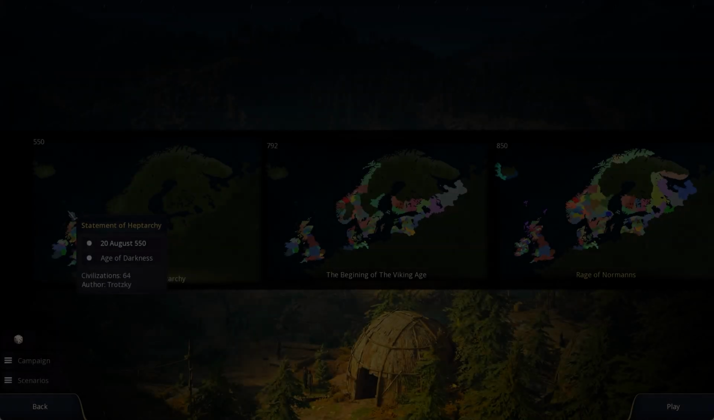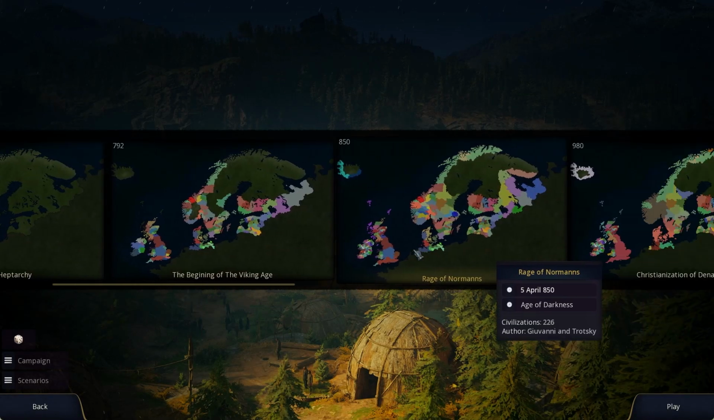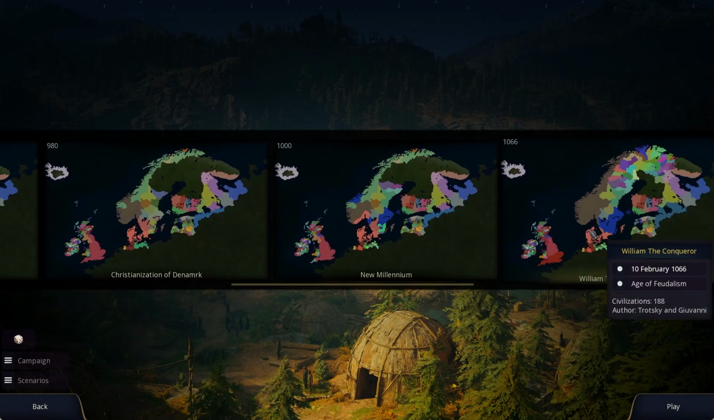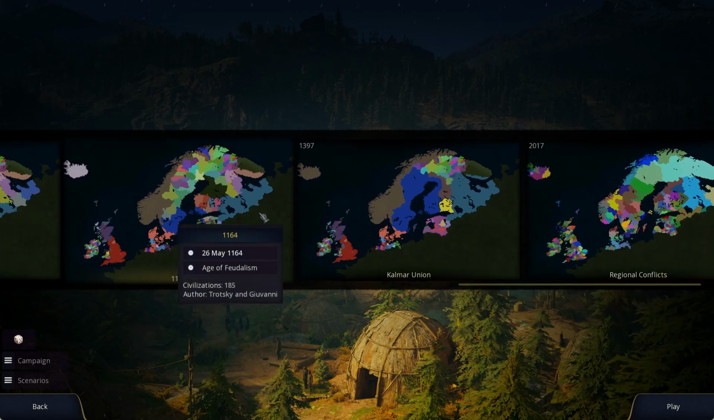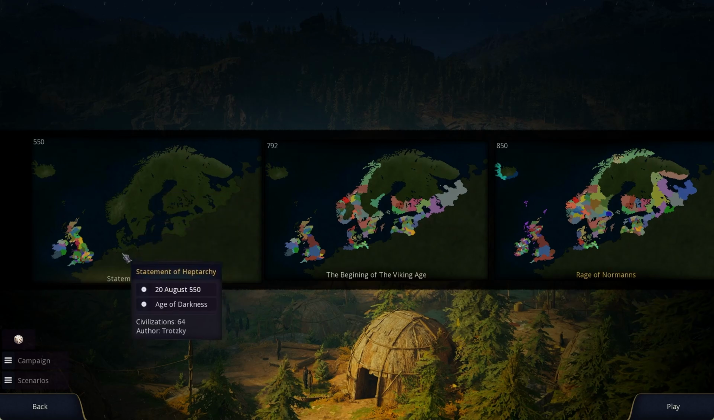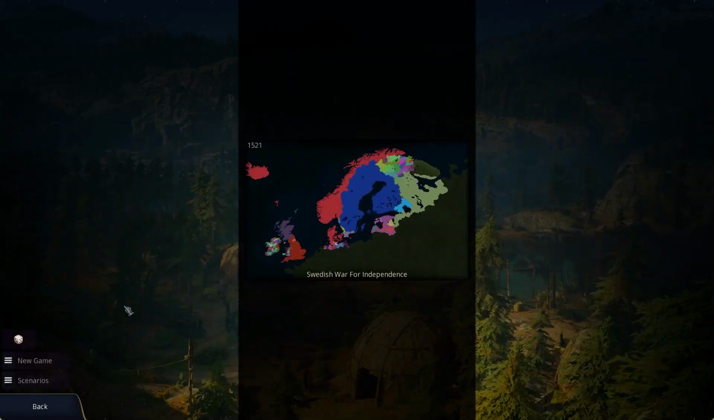Thanks! So the mod greets us with various scenarios starting from the Dark Ages and early Middle Ages all the way to the modern world. There is also a campaign called Sweden War for Independence.